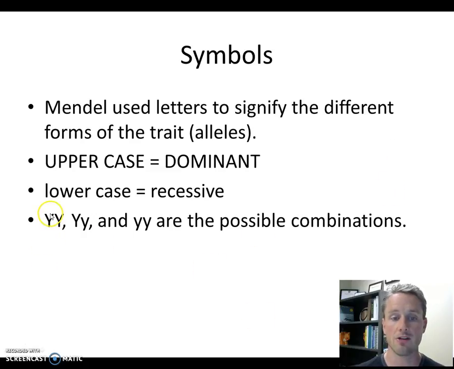Here we have three combinations. You could have two dominant alleles, one dominant and one recessive, and two recessive alleles. In our video about phenotype and genotype, we talked about these three different genotypes. And today we're going to talk more about this heterozygous genotype. Heterozygous is when the two alleles are different from one another.